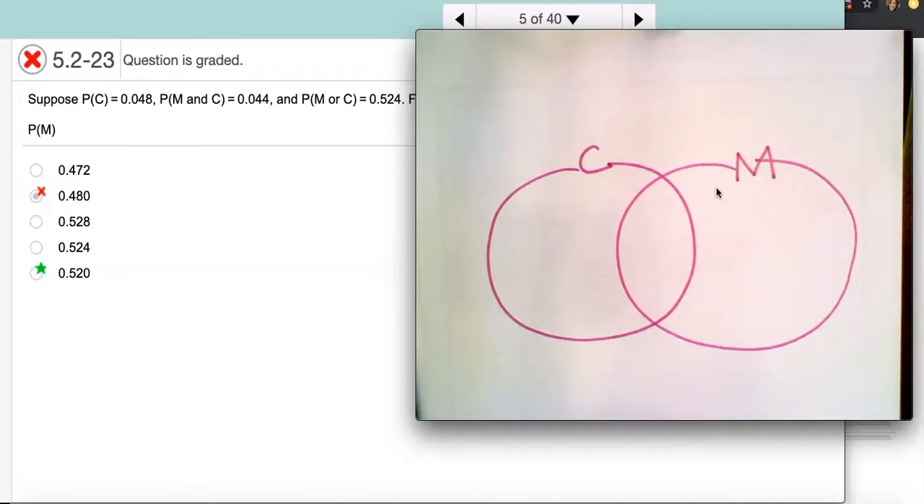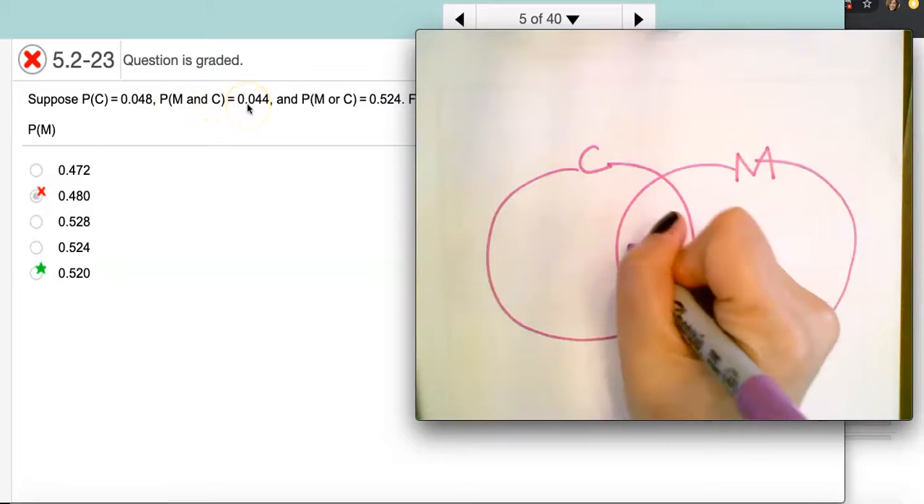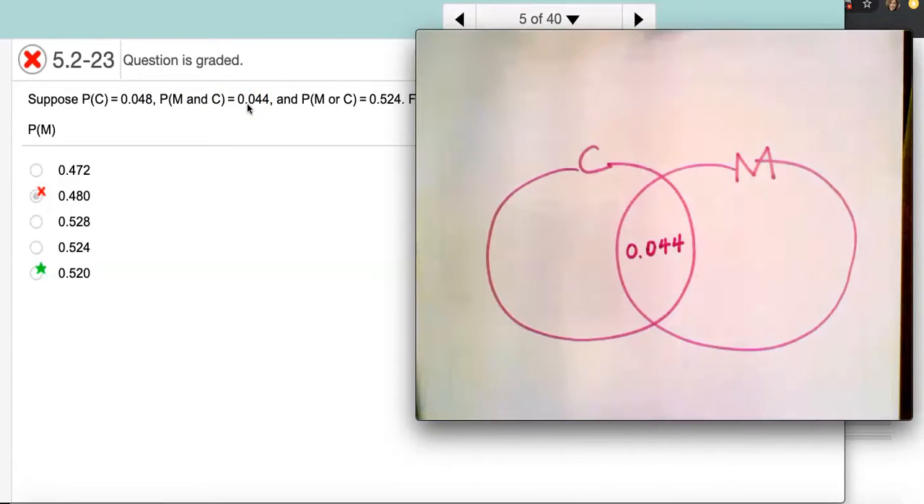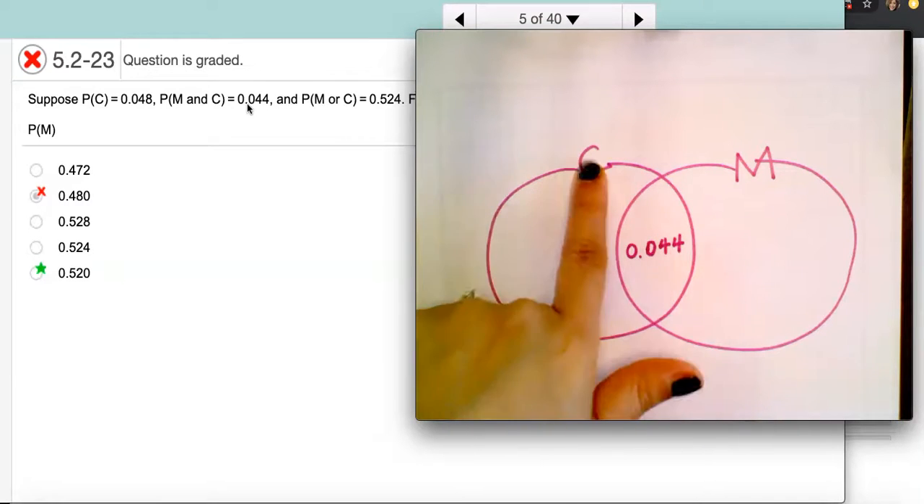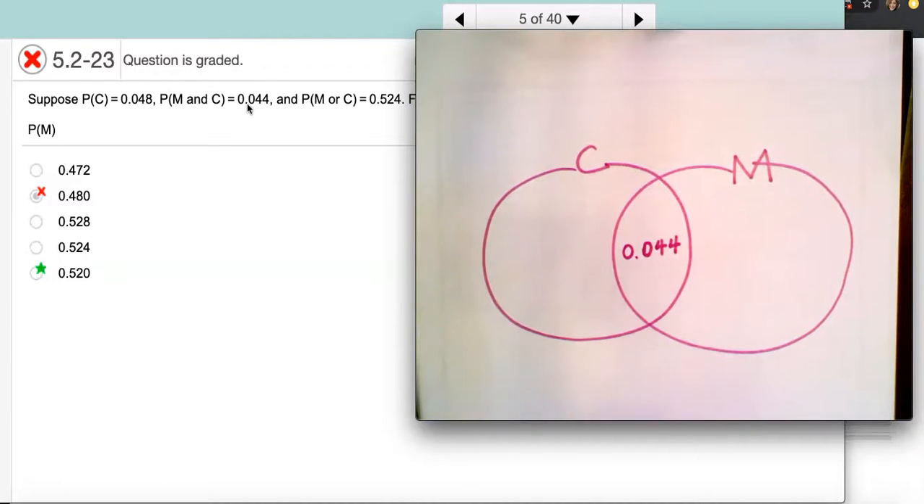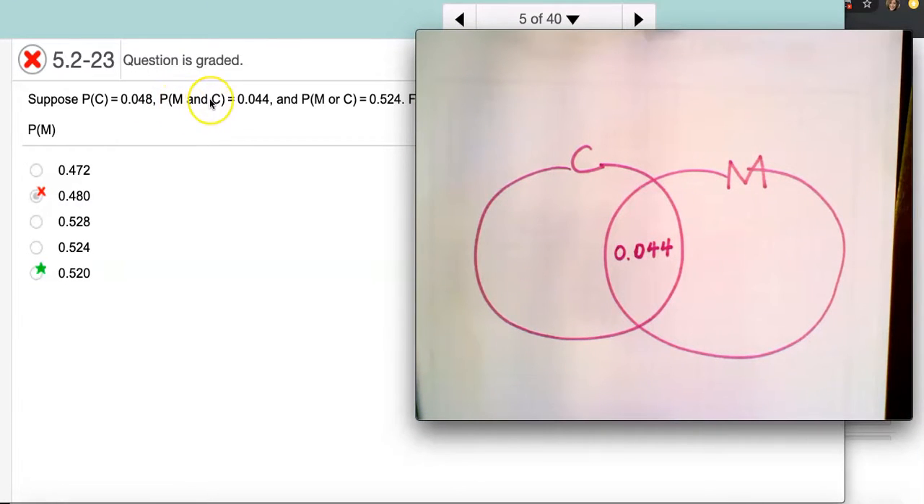Do you understand why they overlap? They overlap because of this part right here. The probability of M and C is 0.044. So approximately 4.4% is in this area where they overlap, so both in C and M. So we put that number in there. This is the probability of M and C.